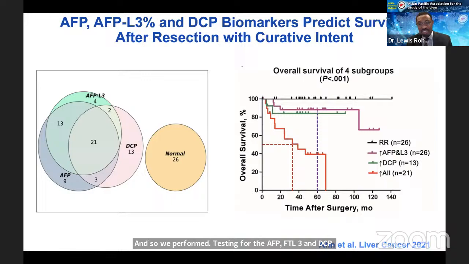So interestingly, of the 91 patients that we were able to profile, 26 of them were normal for all three markers. We found there's a substantial overlap between AFP and AFP-L3. And you can see that approximately 26 of those patients had elevations of either AFP or AFP-L3. 21 patients had elevation of all three biomarkers, AFP, AFP-L3, and DCP. And then 13 patients had elevations of DCP alone.